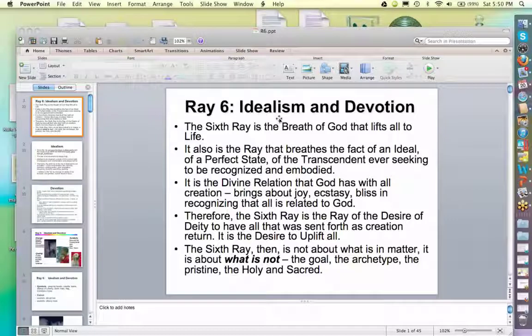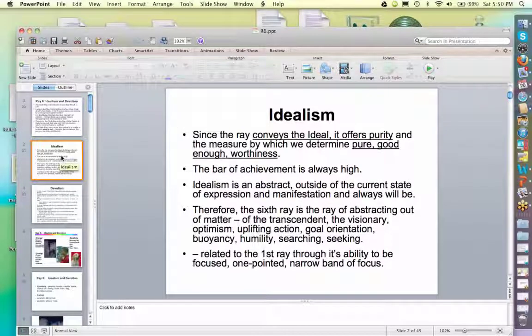The sixth ray, then, is not about what is in matter, which the fifth ray was all about. It is about what is not in matter. What is it that's not in matter? It's the goal, it's the archetype, it's that which is pristine or holy or sacred. It's the ideal. Got it? See how we can see that? Since the ray conveys the ideal, it offers purity and the measure by which we determine what is pure, what is good enough, and what is worthiness. So the bar of achievement is always high. So if you find yourself always trying to measure up, or not considering yourself good enough, or you're not worthy of this, I don't deserve this, then there has to be sixth ray within the system.